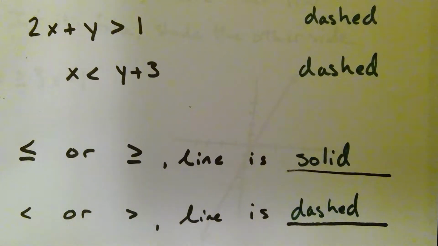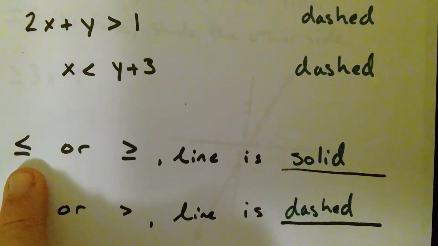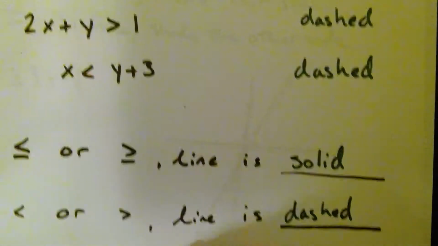If we remember when we graphed inequalities with one variable, if we had an open circle, we had less than or greater than. If we had a closed circle, it was less than or equal to, or greater than or equal to. So this is the same idea here.